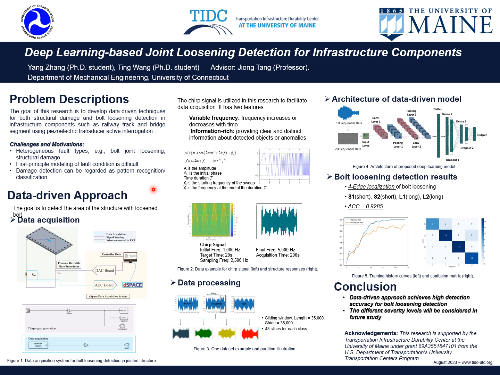Infrastructure components are heterogeneous in their fault types, for example, bolt joint loosening or structural damage. Especially for bolt joint loosening, it is difficult to build a model of the fault condition based on first principles. So in this research, we regard damage detection of loosening bolts as pattern recognition or classification.